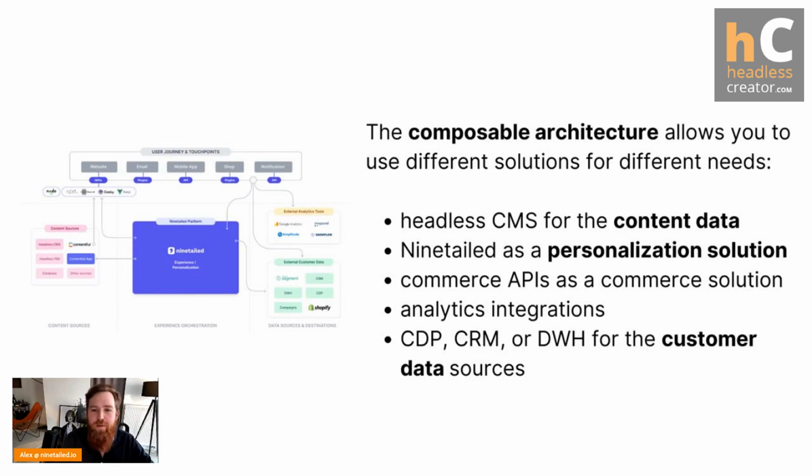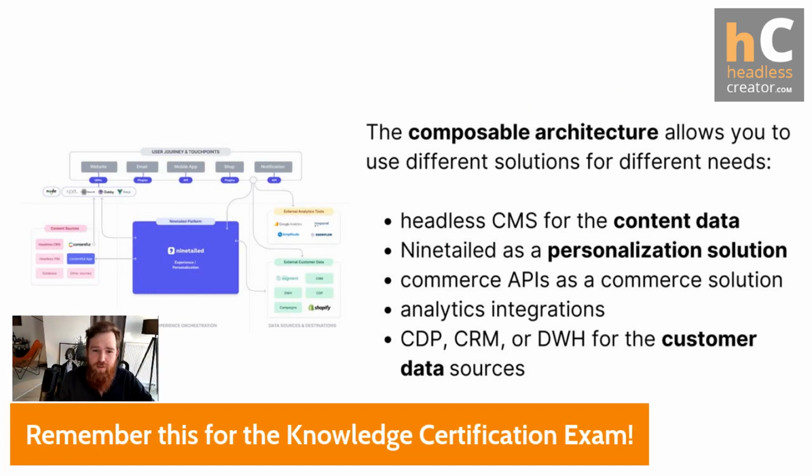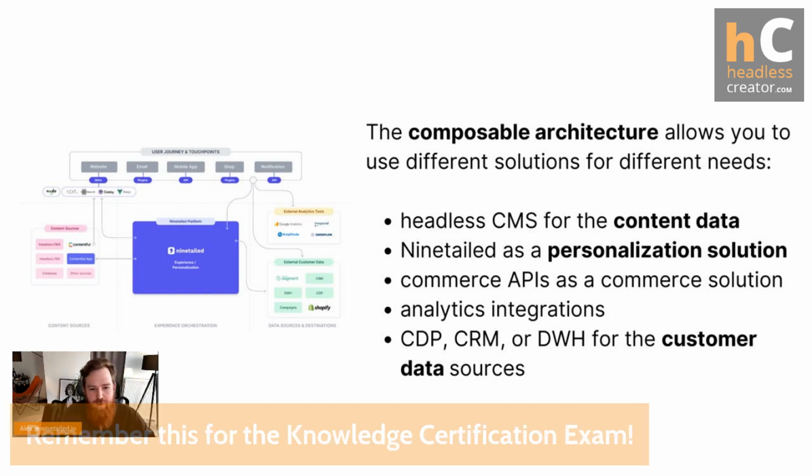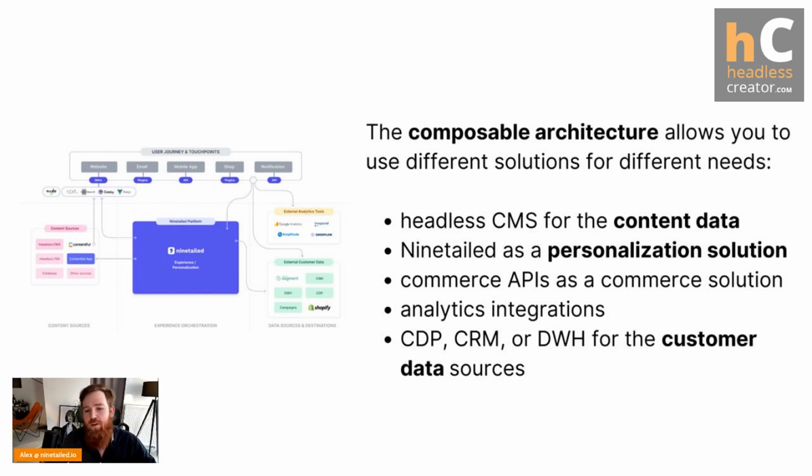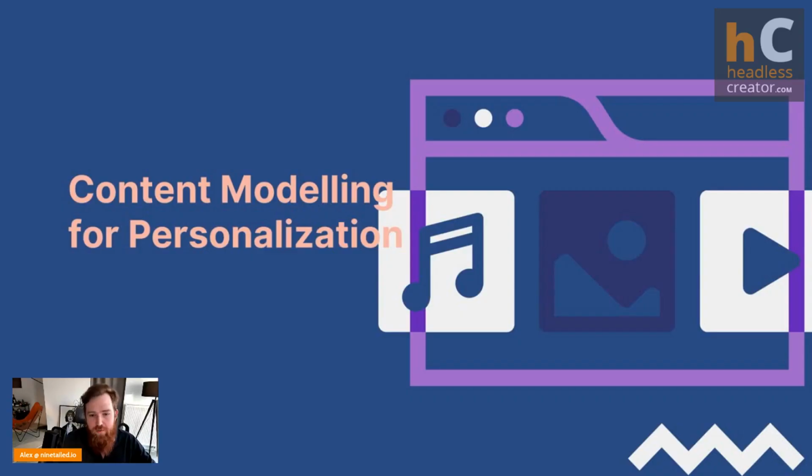So as a short recap, the composable architecture allows you to use different solutions for different needs. The headless CMS is for the content data. Ninetailed in this case is your personalization solution. Commerce APIs can be used for your commerce solutions like Shopify or a commerce layer. You have analytics integrations, which is often Google Analytics, but you also have other external customer data like customer data platforms, CRMs, and data warehouses to get the customer data, which is key to creating your content experience around it.